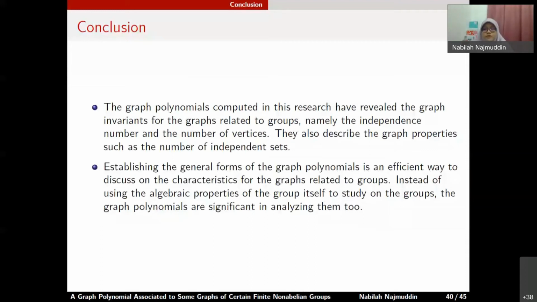By establishing the general forms of the graph polynomials, it is an efficient way to discuss the characteristics of the graphs related to groups. And then by using graph polynomials, we do not need to find the algebraic properties of the group itself. We can use graph polynomials to analyze them. But I think to really analyze, there is still more to be done. Suggestion for future research: first, there are still many other graph polynomials in graph theory itself.